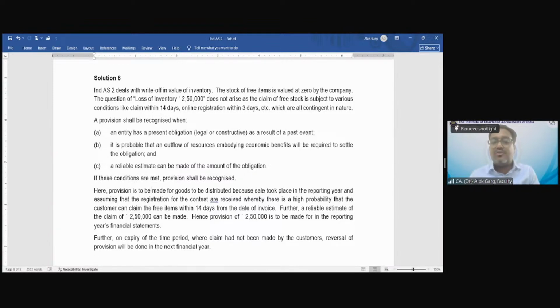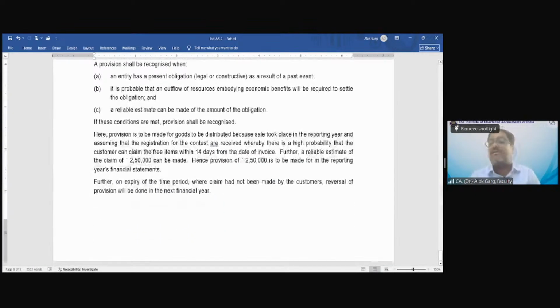Here, a provision is to be made for goods to be distributed because sales took place in the reporting year, and assuming that registrations for the contest are received, there is a high probability that the customer can claim the free item within 14 days from the date of invoice. Further, a reliable estimate of the claim can be made. Hence, a provision of 2,50,000 is to be made in the reporting year financial statements, not an impairment loss of inventory. Rather, a provision is required. Further, on expiry of the time period where the claim has not been made by the customer, reversal of the provision will be done in the next financial year.